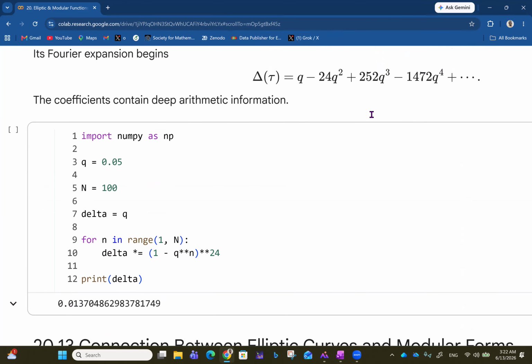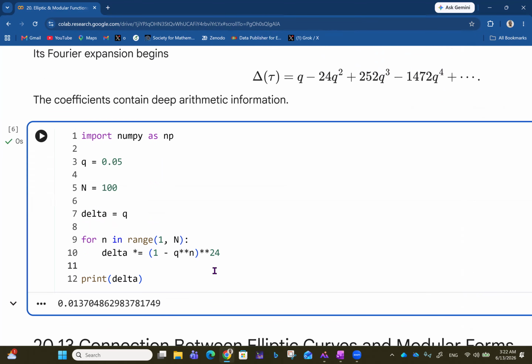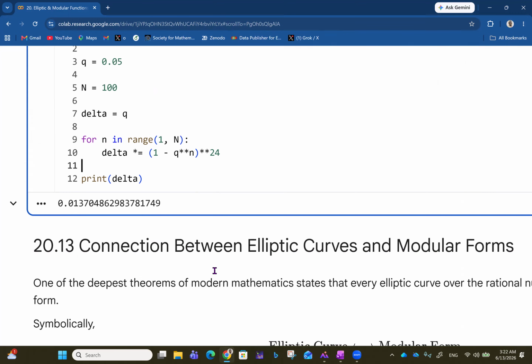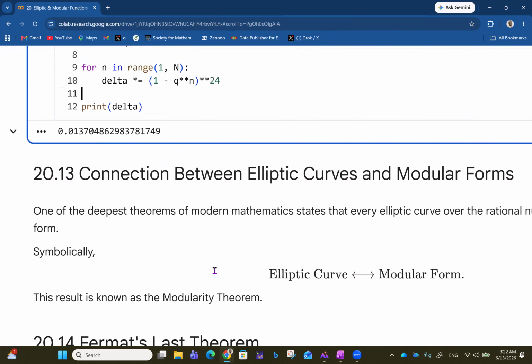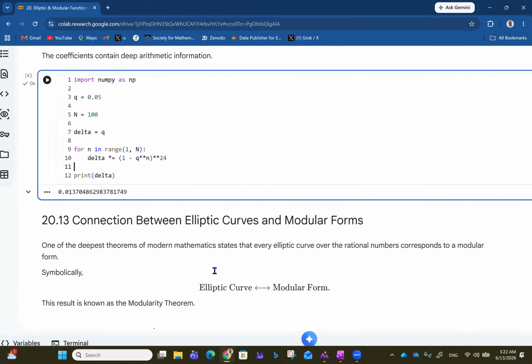So if you print delta, you start with delta, which is q. So q multiplied by equals the next thing, and you keep going until you get to n. And here we have that to be 0.0137048629837817749.